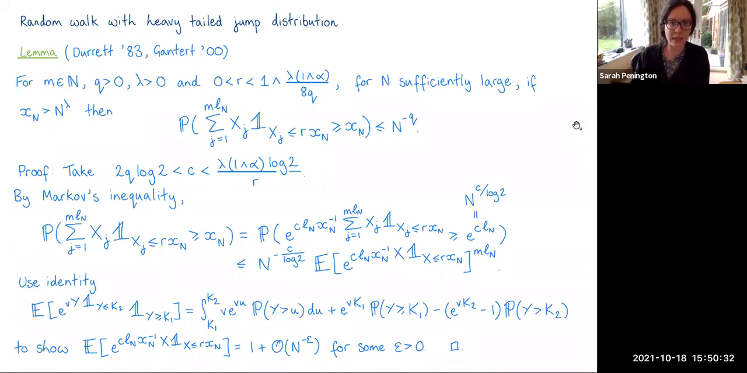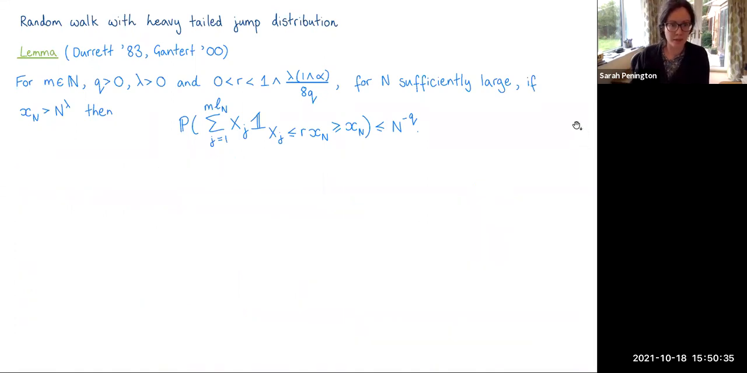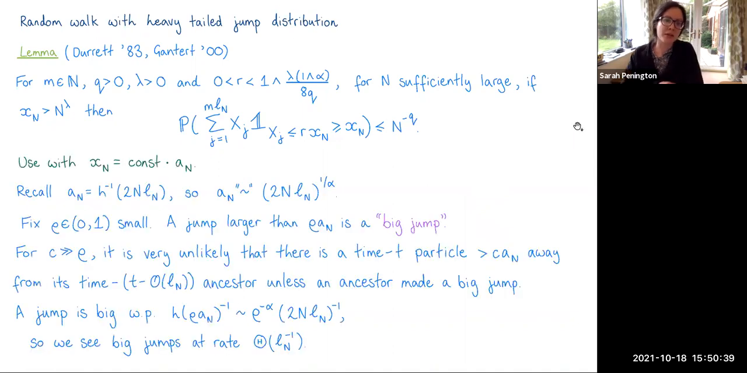So then how are we going to use this result? So what we do is use it with xn being a constant times an. So an was our space scale. It was given by h inverse of 2n times ln. So if we think of h of x as roughly being x to the power of alpha, then we should think of an as essentially being 2n ln to the power of 1 over alpha. So it's going to satisfy this condition here that xn will be bigger than n to some positive power.